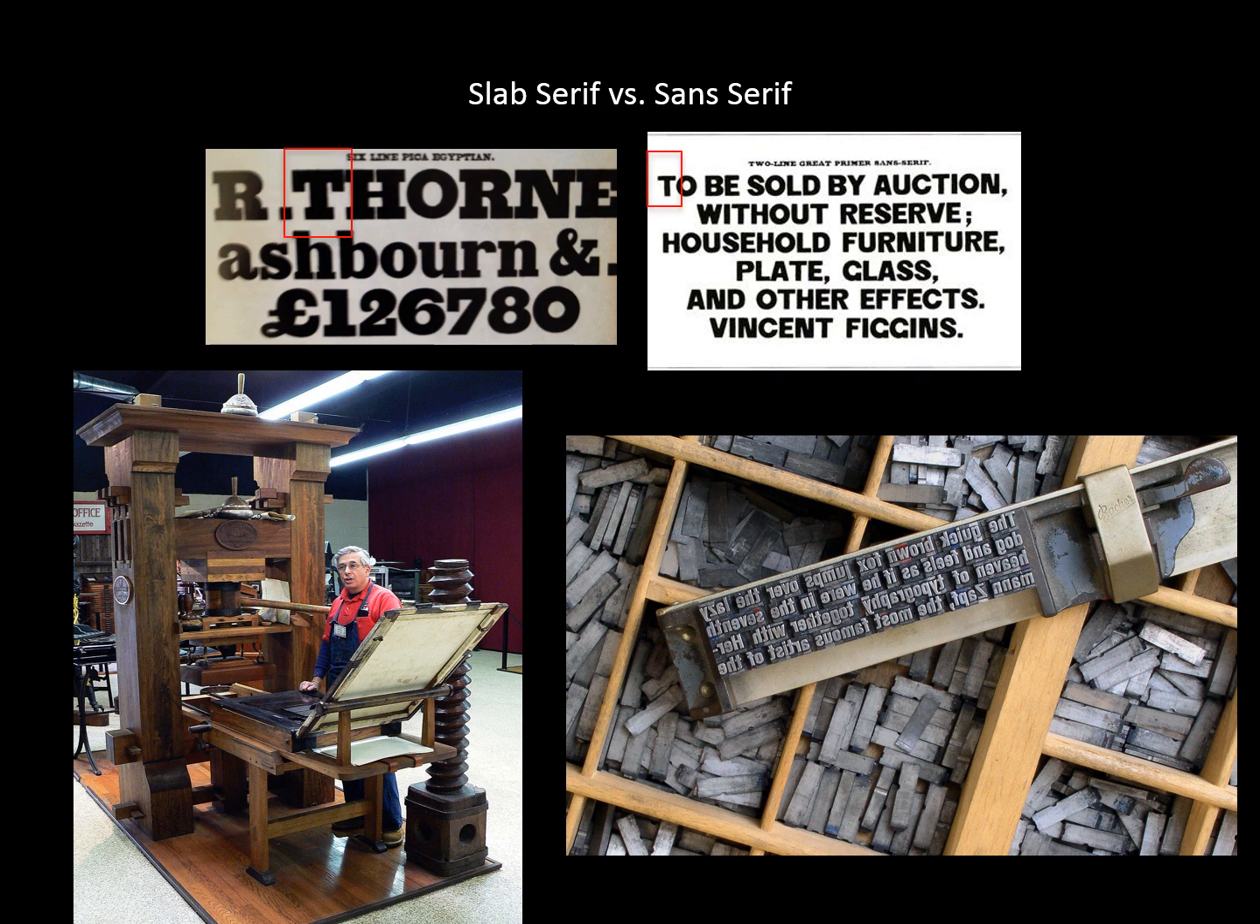I want us to look carefully at the T's in both of these, right? So the one on the left is called a slab serif because it's a particularly thick serif. It was an Egyptian typeface designed by Robert Thorne. And then the one on the right is what we call a sans serif, and this was the first sans serif, as far as we know, that was developed by Vincent Figgins around 1830. And so if we compare the T's, right?